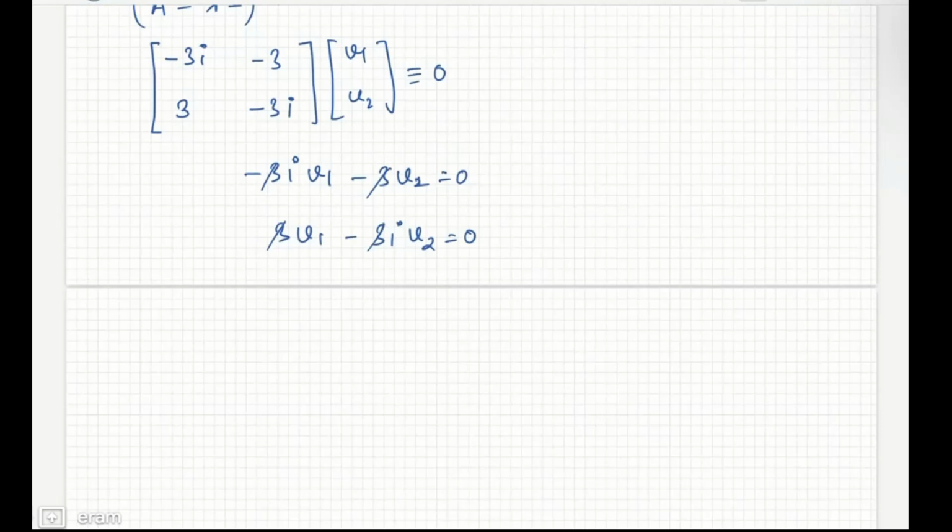So v1 equals to i times v2. We can take any combination. We can take v2 as 1, so v1 will be i, or you can choose v2 as i, then v1 will be minus 1. You can pick any of these eigenvectors.